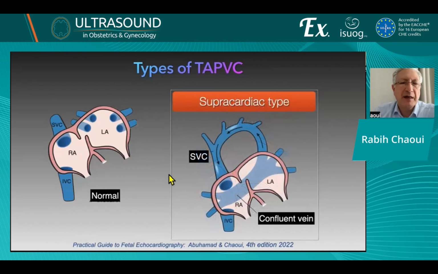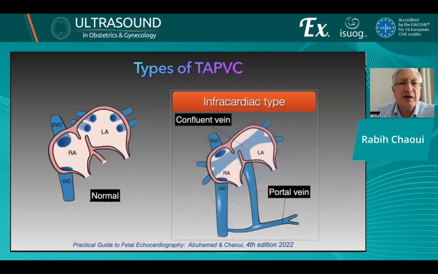In the supracardiac type, the veins are draining into the confluent vein, and the confluent vein connects to a vertical vein which drains into the left brachiocephalic vein, leading to its dilation, and then a dilation of the superior vena cava as well. And in the infracardiac type, you see the four veins drain into the confluent vein, and the confluent vein goes through the diaphragm via a vertical vein and drains into the portal venous system and comes back into the IVC to the heart.